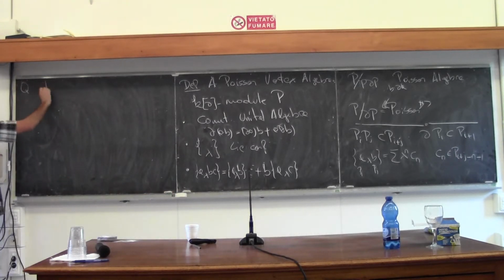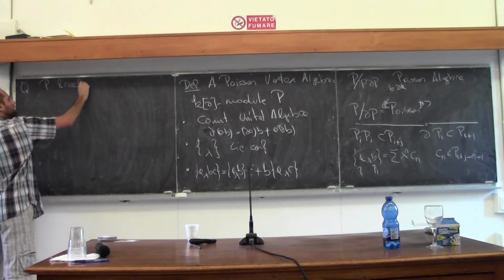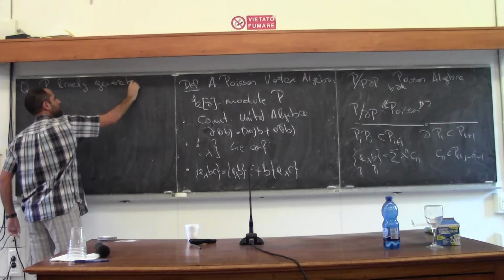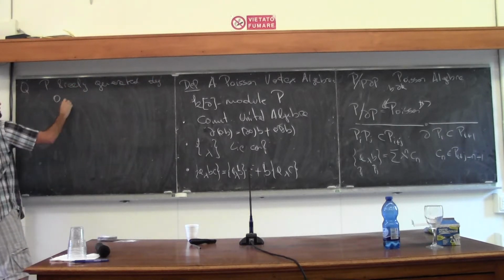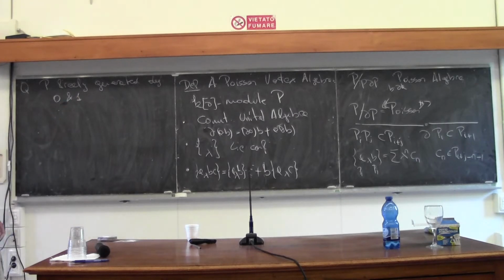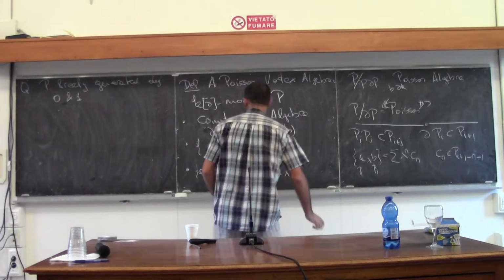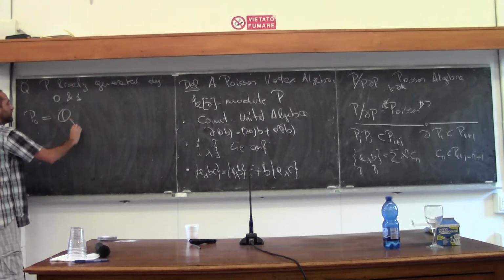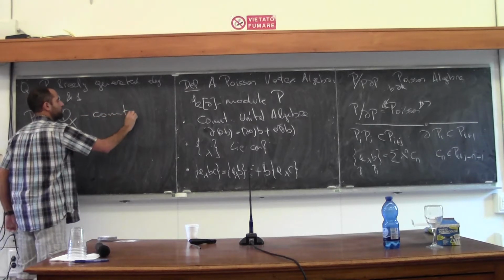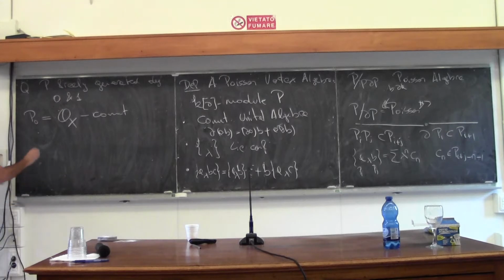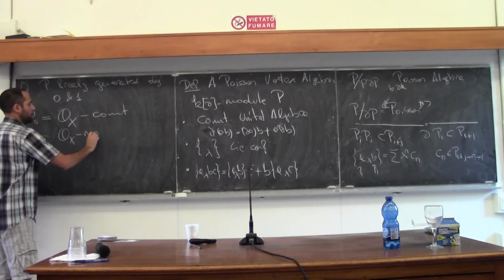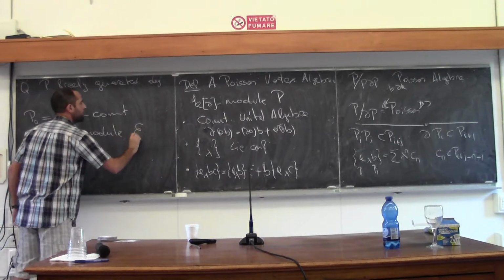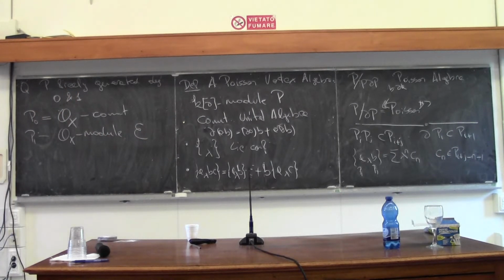So question, let P be freely generated in degrees 0 and 1. What do I obtain? P0, there's nothing to do. The bracket is obviously 0. So P0 is just a commutative algebra. P1, there's nothing to do. The product is associative and commutative, and associative is the only thing I need, so it is an OX module. Let's call this OX module E, a vector bundle on the manifold X.